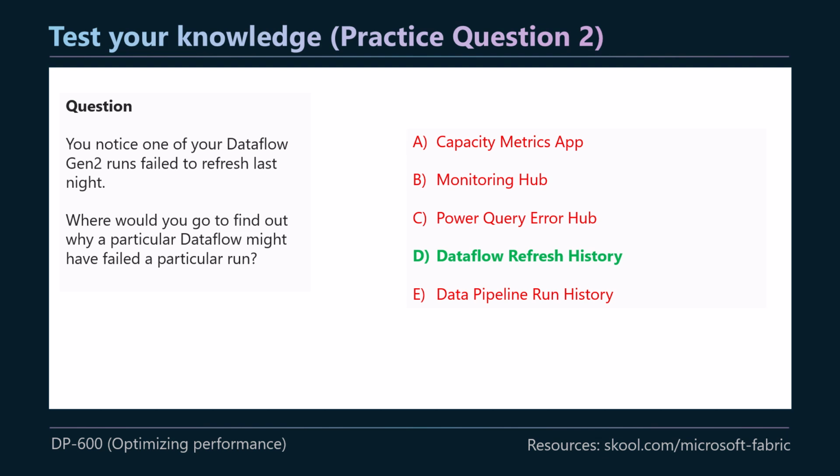The Dataflow refresh history is where you're going to go to analyze error messages and debug particular runs of a data flow. Now, the Power Query error hub, that doesn't actually exist. I made that up. The data pipeline run history, but we're not talking about data pipelines here, so it's not going to be that. The monitoring hub will give you some information, so it will tell you whether a particular run has failed or succeeded, but it doesn't give you more detailed information about error messages and things like that. And the capacity metrics app is not going to tell you that answer either. So the answer here is D, Dataflow refresh history.